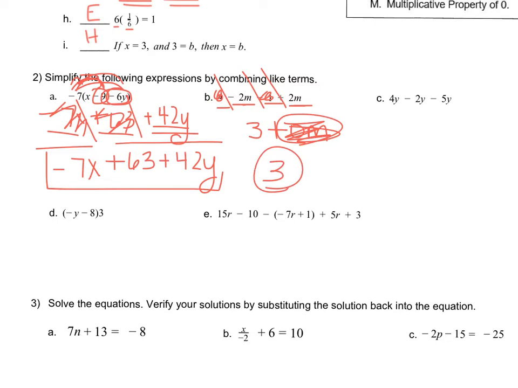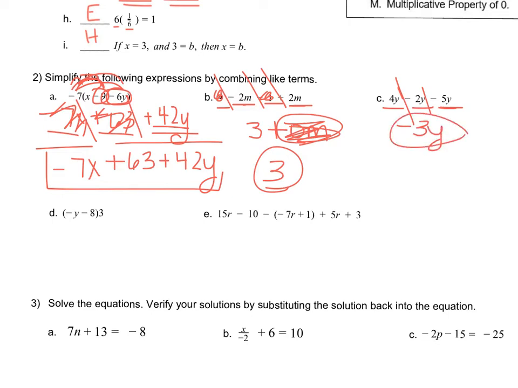If I look at letter C, draw my slashes. 4y and negative 2y make 2y. And 2y can also be combined with negative 5y. So 2 and negative 5 make negative 3y.